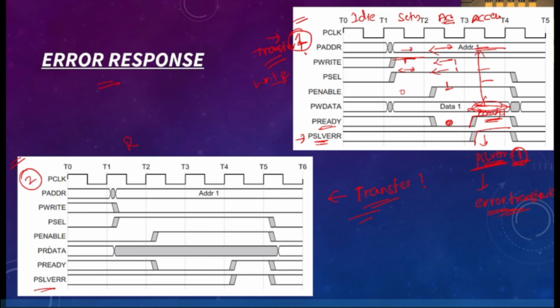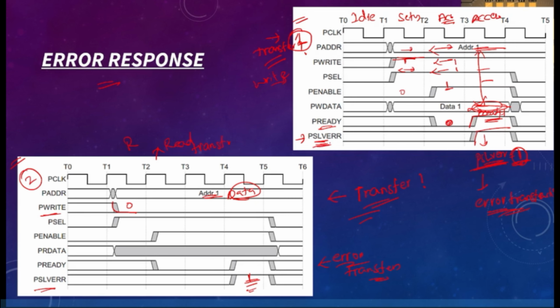The same thing here also. If you see here, PWRITE is 0, that means this is a read transfer. Within this read transfer, if slave error equals 1, that means during reading the data 1 from this particular address 1, there may be some error, because of which the slave error is equal to 1. So there is some error in this particular transfer also. This is how you are going to check this slave error.